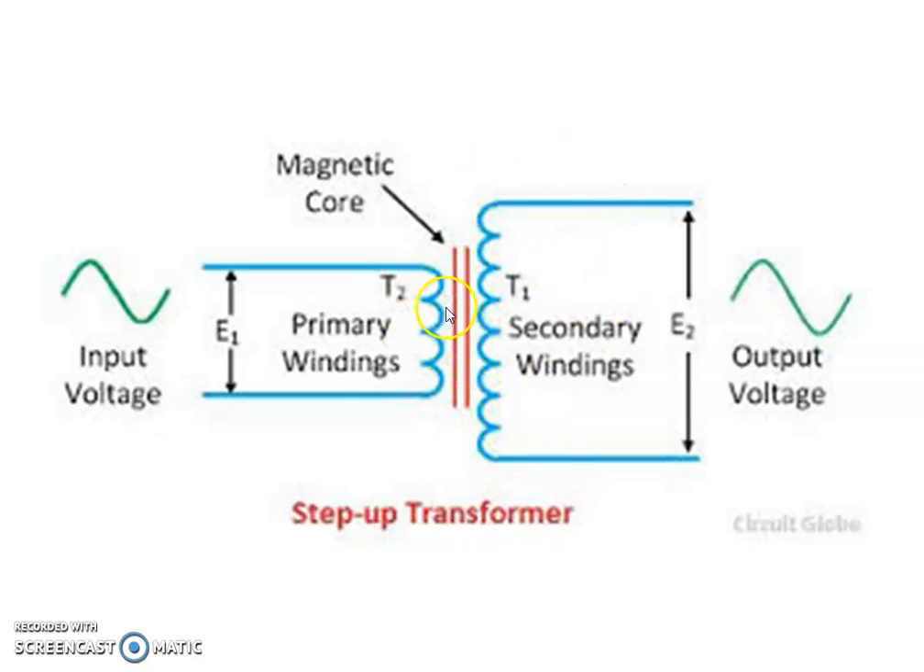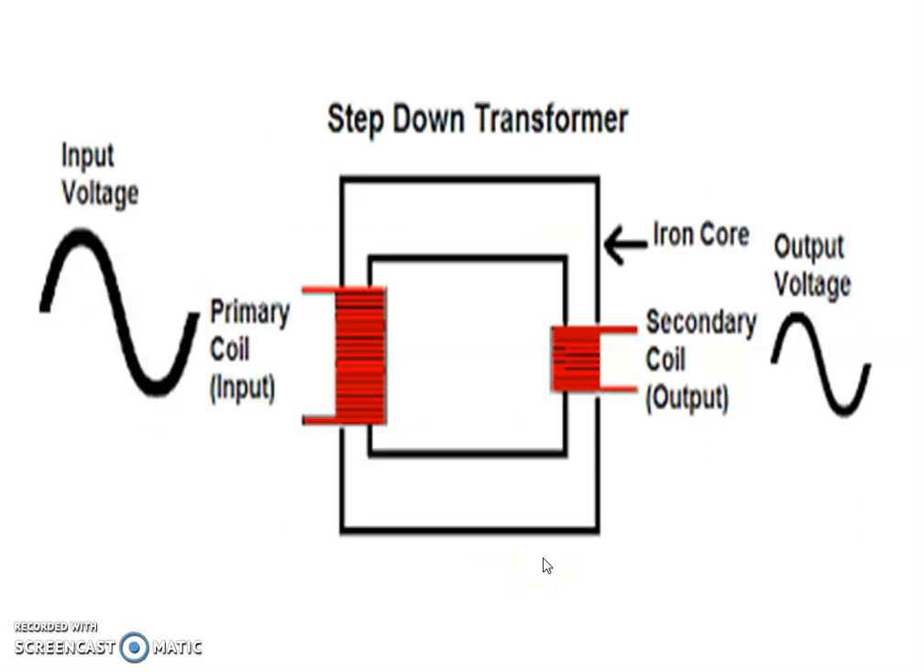So here remember always that if the number of turns for the primary is less, and the number of turns for the secondary coil is more, then such transformer is called a step-up transformer.